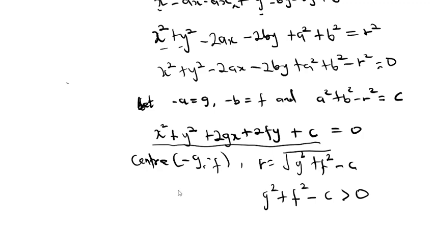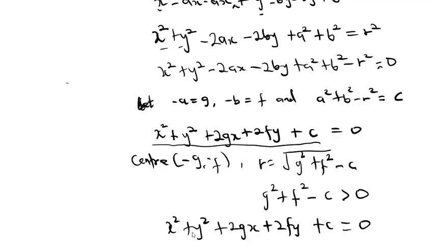Now let's note something. It is a second degree equation in both x and y. The equation is x squared plus y squared plus 2gx plus 2fy plus c equal to 0, and the coefficients of x squared and y squared are always the same. And it does not contain any term involving xy.